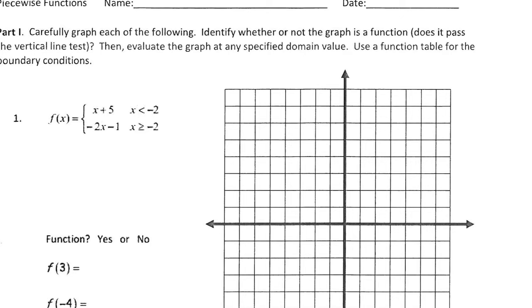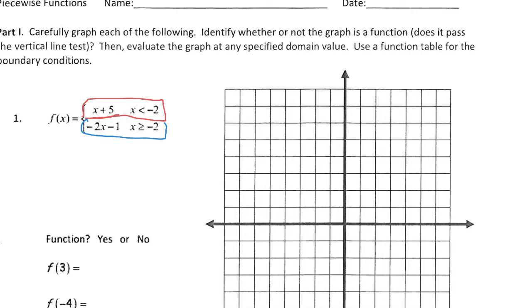So we're starting piecewise functions now, and the piecewise function is kind of what it sounds like. You have multiple pieces of different equations in the same function. In this first example, there's two pieces to it. So you have this first piece, and then you have a second piece.